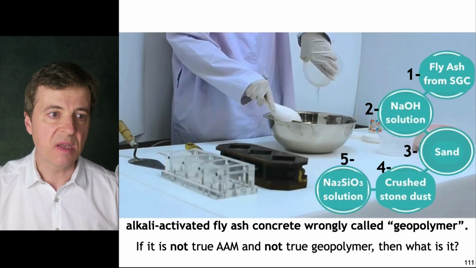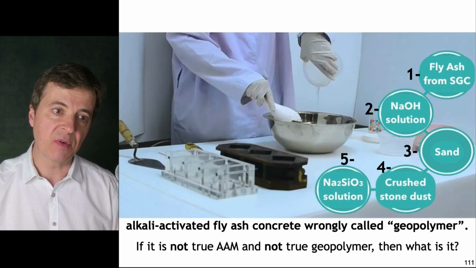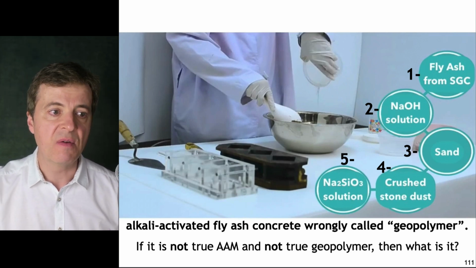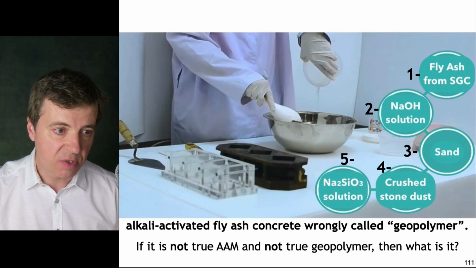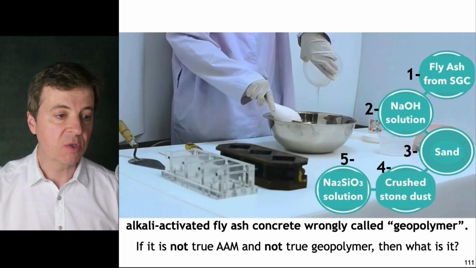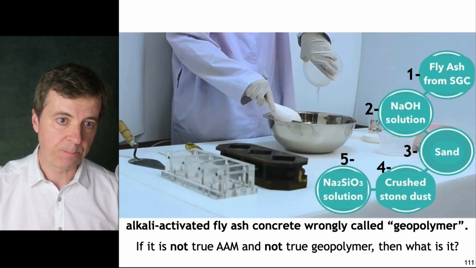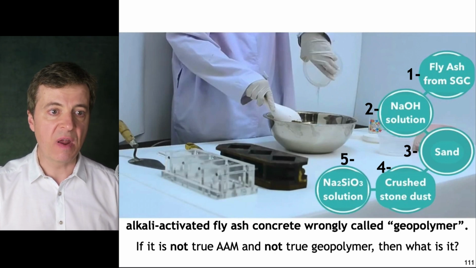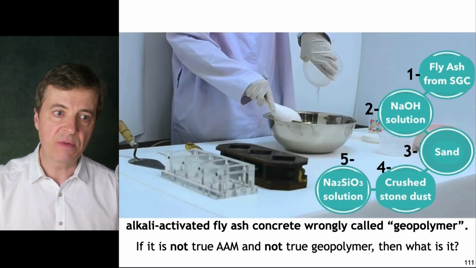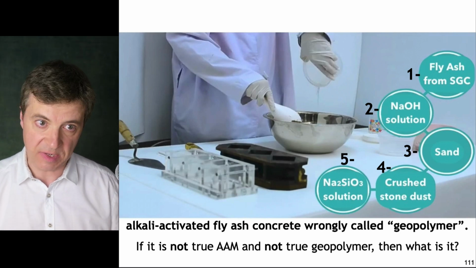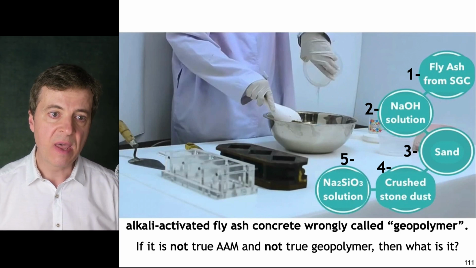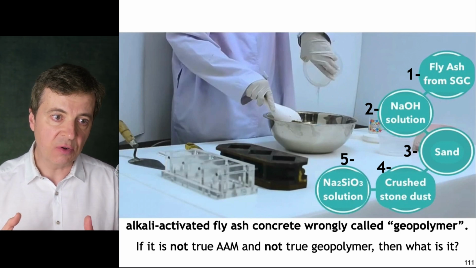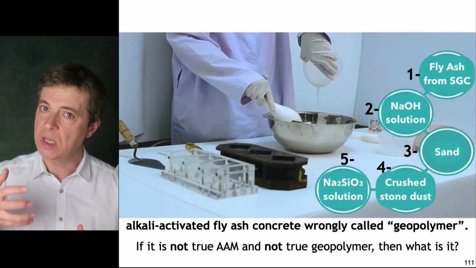They mix the ingredients one after the other for several minutes: fly ash, NaOH solution, sand, crushed stone dust, and sodium silicate solution. They start by dissolving the fly ash with a very corrosive NaOH solution following the alkali-activated process. They mix a little to start the dissolution, then they add sand and crushed stone dust into the slurry.